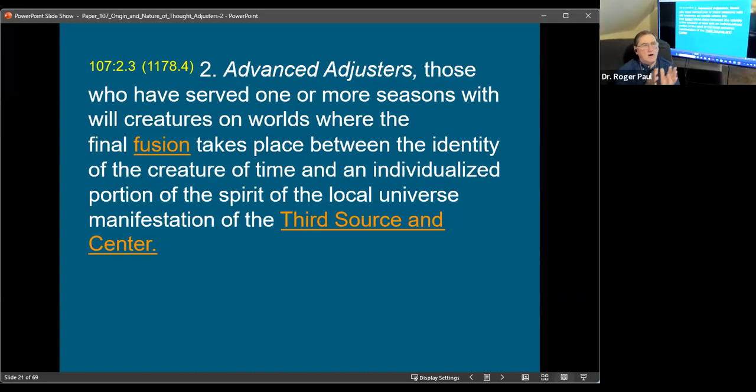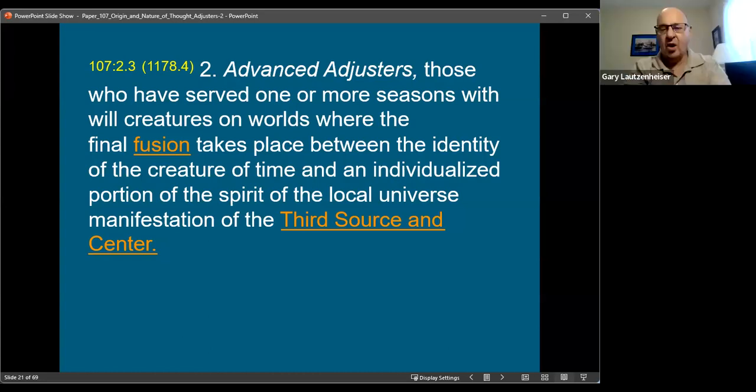Okay. So this is what we were just talking about. These advanced adjusters have served, it says, one or more seasons. Do y'all see that? So the adjusters could serve with more than one being on one of these primitive planets. So that's what they're saying here, one or more seasons.